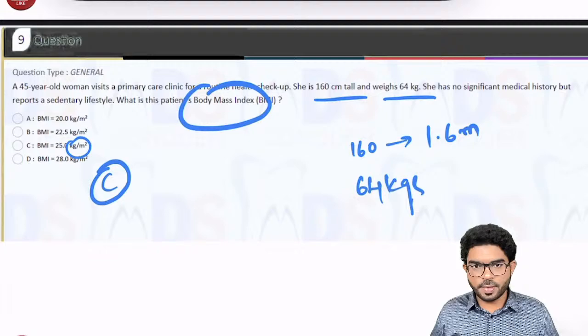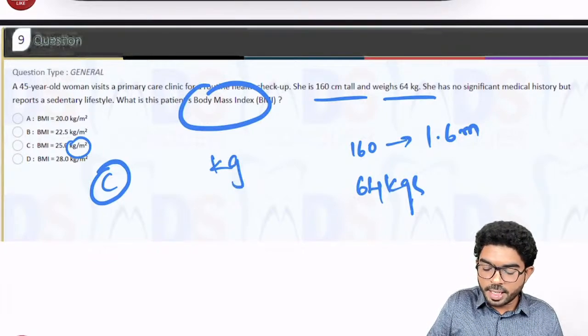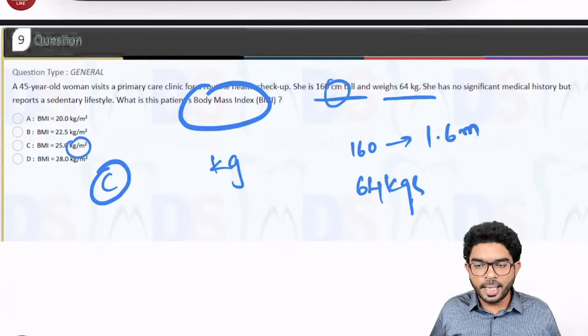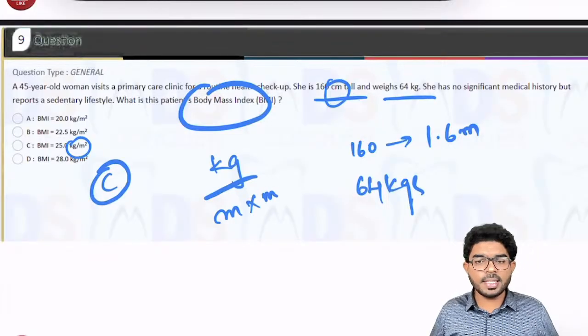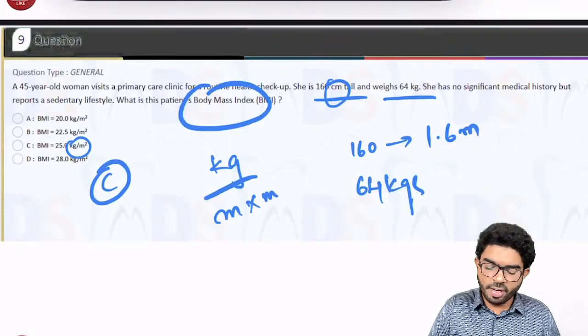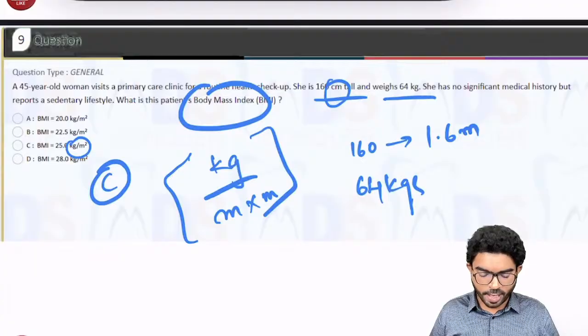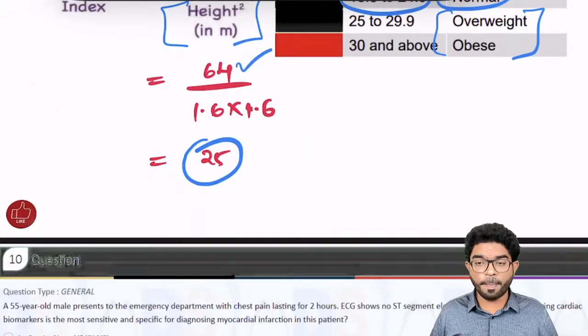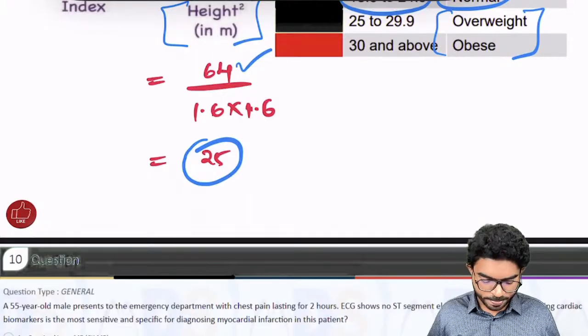Whenever you have a problem-based question, check the units. They're telling you to take kg. You have centimeters here. Centimeters has to be converted into meters, and it is meter squared, so you have to multiply meter into meter. Convert centimeters into meters and divide kg by meter into meter. Even if you don't know, if you have a basic knowledge of mathematics, this question can be easily solved. So they're talking about BMI. You should know about the BMI. Second, you should know the BMI normal values. And whenever the value is more than 24.9, the patient is considered overweight.